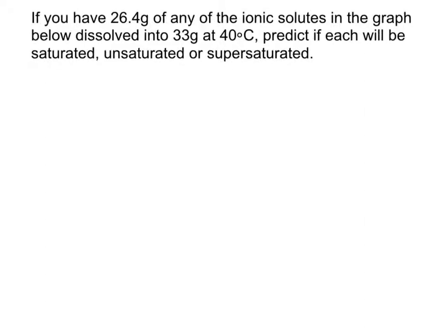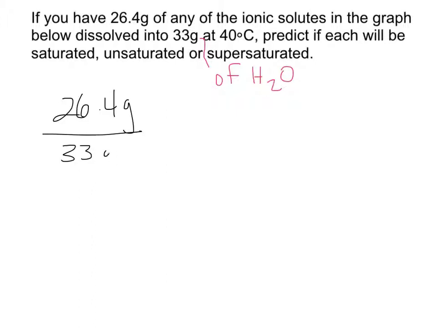So to start out, I know I have 26.4 grams of any of the ionic solutes in the graph, and it's going to be dissolved into 33 grams of H2O at 40 degrees Celsius. So the problem is this isn't in the form that we need, because you have 26.4 grams of your solute in 33 grams of your solvent, which is water.